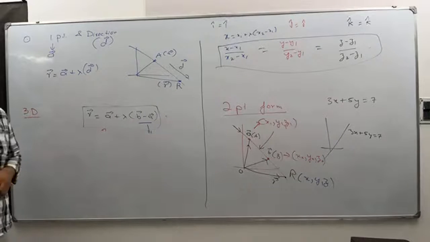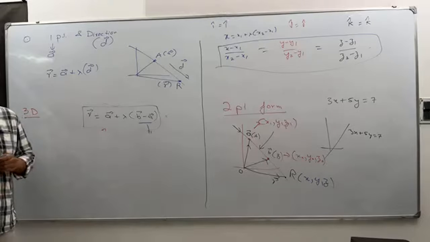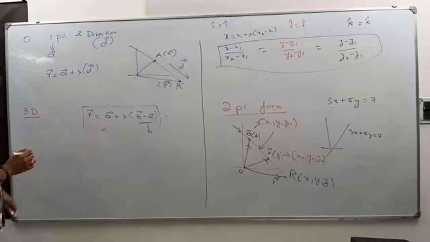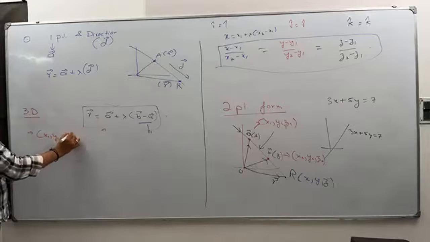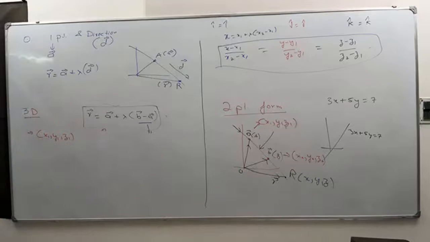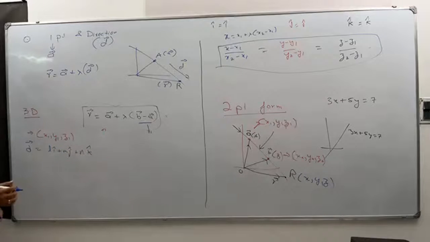We'll look for 3D form. So in 3D form, what will be given? A point is given. Let's say the point is x1, y1, z1. And the direction, let's say direction D is L i cap plus M j cap plus N k cap.